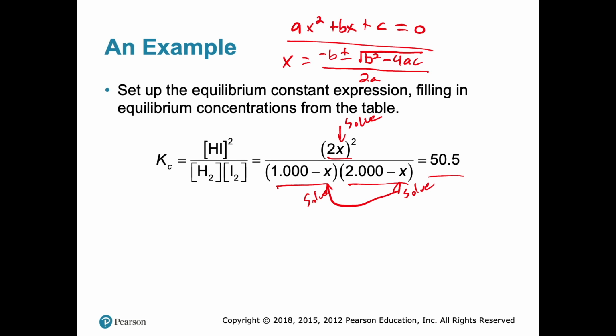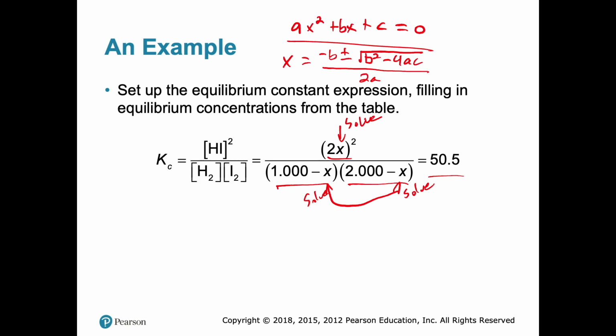So the difficult thing about this will be trying to get that whole thing into the ax squared plus bx plus c equals 0 form. That would be the most difficult part of this problem.